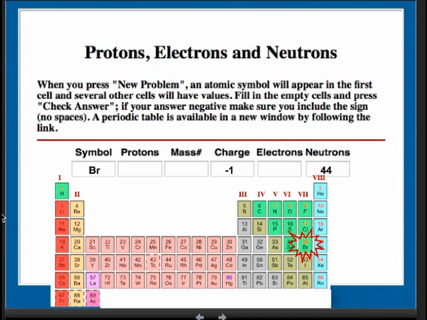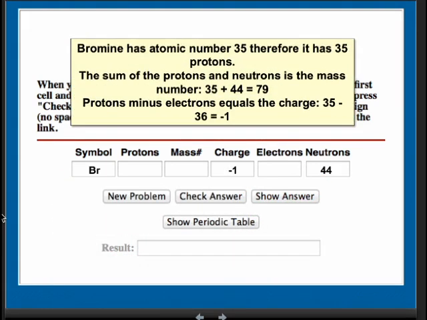If the atomic number is 35, it must have 35 protons. If it has 44 neutrons, 44 plus 35 is 79. So 35 protons, 79 for our mass number, and now the charge is -1. That tells us it has one more electron than it does protons. If we have 35 protons, we must have 36 electrons.